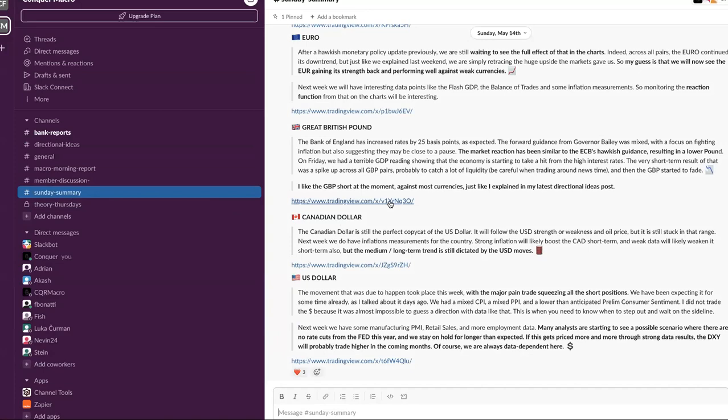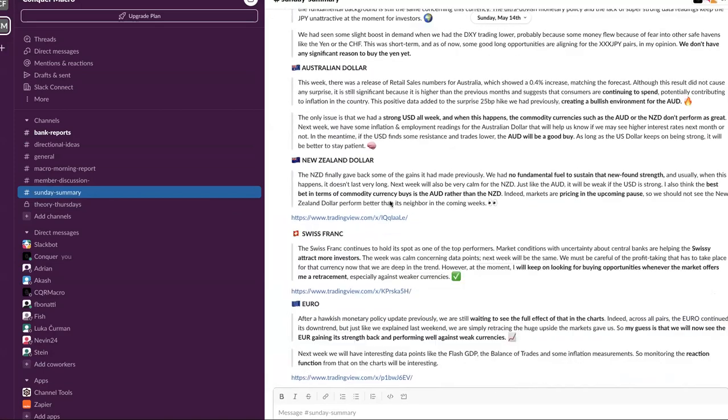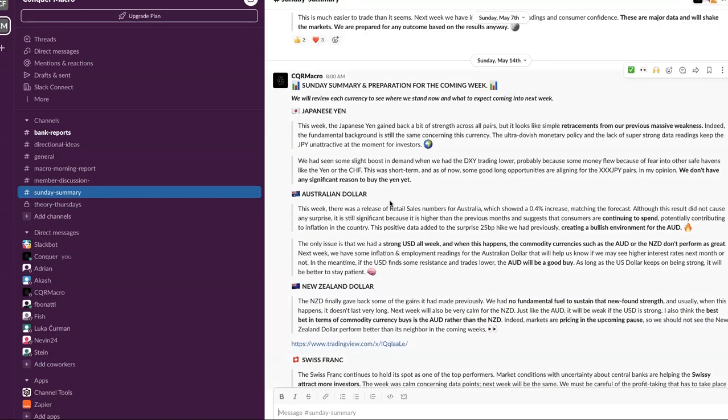On top of that as well, just to show, we have the Sunday summary report. Now, we spoke to members this Sunday, so the Sunday is just gone for this week, and we were preparing them for the open. We said for the yen, we had seen some slight boost in demand when we had the Dixie trading lower, probably because some money flow because of fear into other safe havens like the yen or the Swiss. This was short term, and as of now, some good long opportunities are aligning for yen pairs, in my opinion. We don't have any significant reason to buy the yen yet.